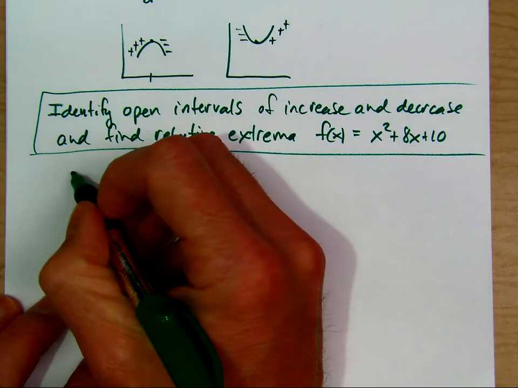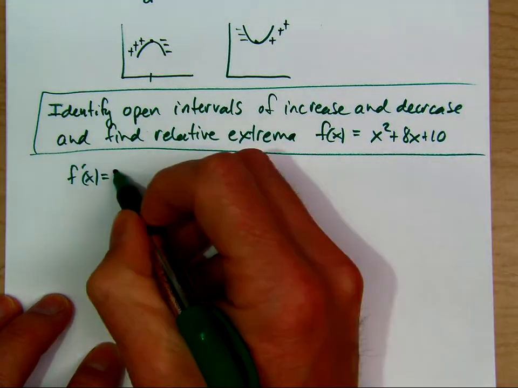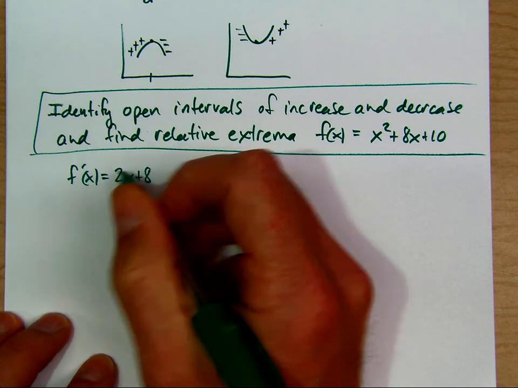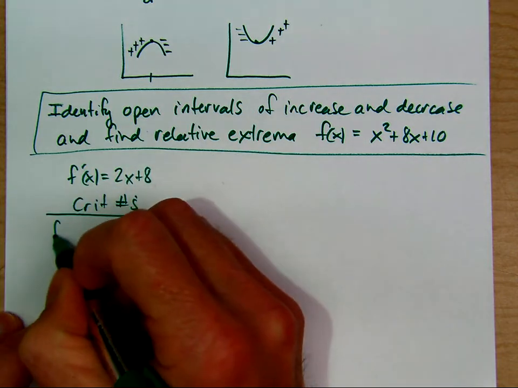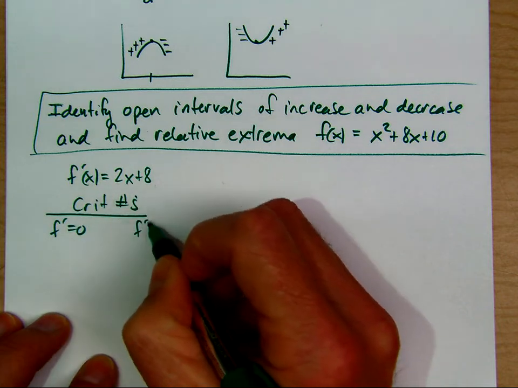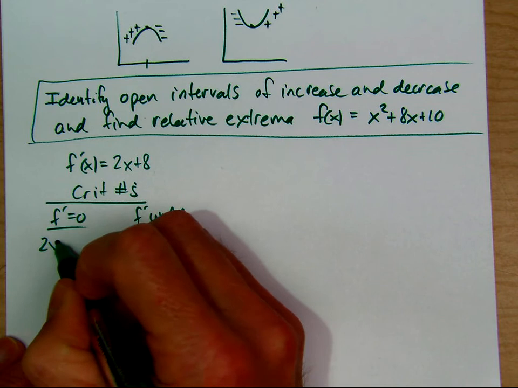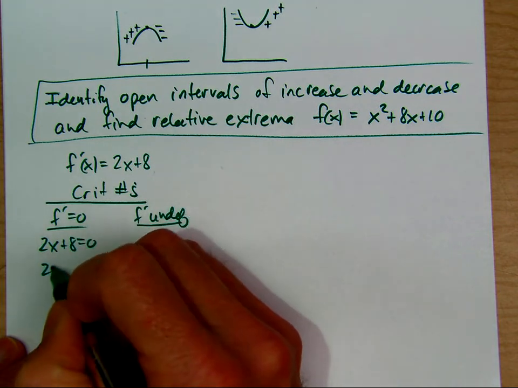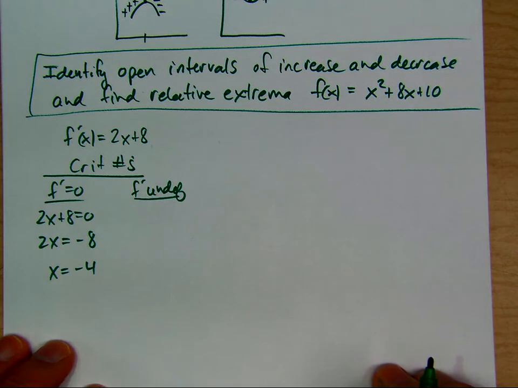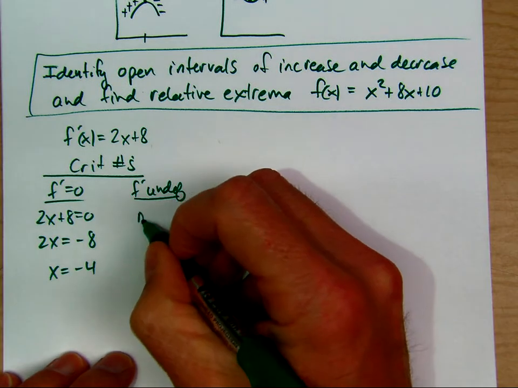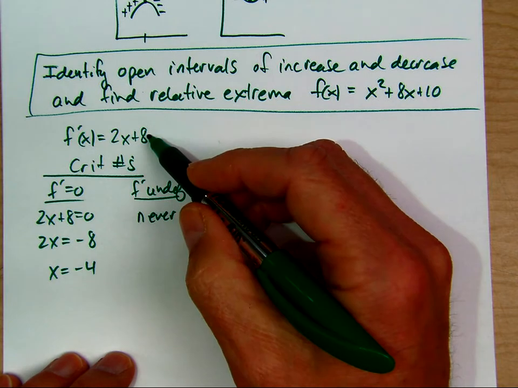All right, so we have to find the derivative, and that's 2x plus 8. We need the critical numbers, and critical numbers occur when f prime is 0 or f prime is undefined. A critical number is -4. There are no critical numbers from a polynomial being undefined.